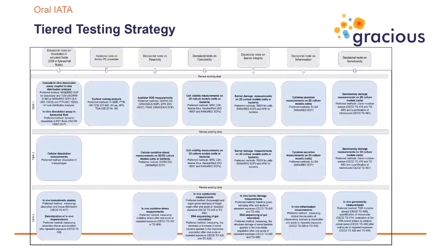So this is what a tiered testing strategy looks like. It's quite complicated, so don't panic. Along the top here, we have the different decision nodes, and then below we have the tier 1, tier 2, and tier 3 methods indicated, with reviewing the existing data indicated for each tier. And then within each box for each decision node, we've indicated the most relevant standard operating procedures that are currently available for people to use.